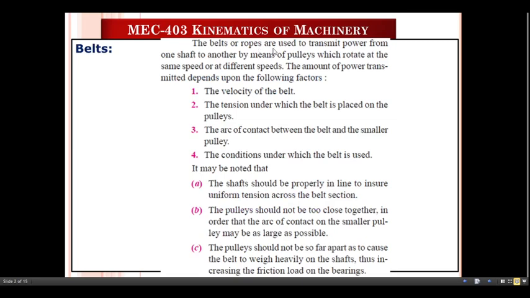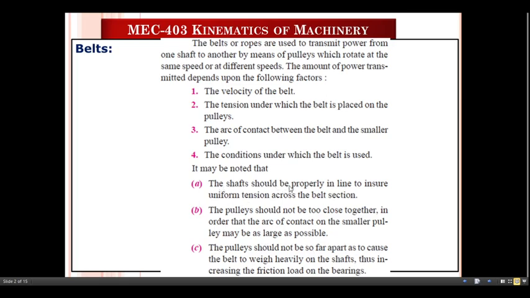The belts or ropes are used to transmit power from one shaft to another by means of pulleys which rotate at the same speed or at different speeds. The amount of power transmitted depends upon the following factors. First one, the velocity of the belt. The next one, the tension under which the belt is placed on the pulleys. Third point, the arc of contact between the belt and the smaller pulley. And the condition under which the belt is used. So these points should be noted about the belts.